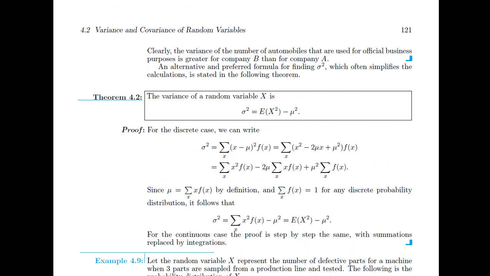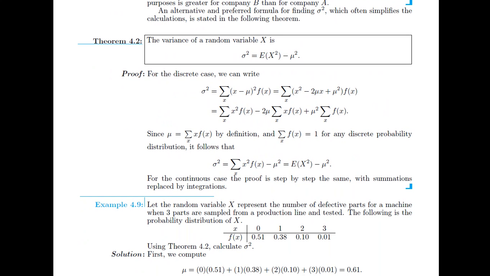An alternative and preferred formula for finding sigma square, which often simplifies the calculations, is stated in the following theorem. Theorem 4.2. The variance of random variable x is sigma square equal expected value of x square minus mu square.